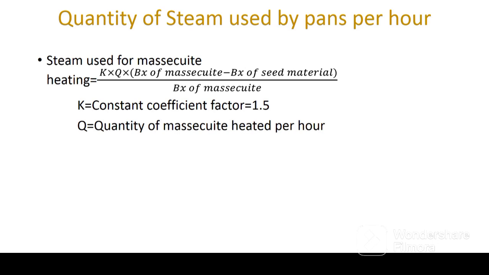Steam used for massecuite heating is equal to the constant coefficient factor, which is 1.5, times the quantity of massecuite heated per hour, times bracket brix of massecuite minus brix of seed material. Remember, seed material can be syrup, A molasses, or B molasses, divided by the brix of the same massecuite.